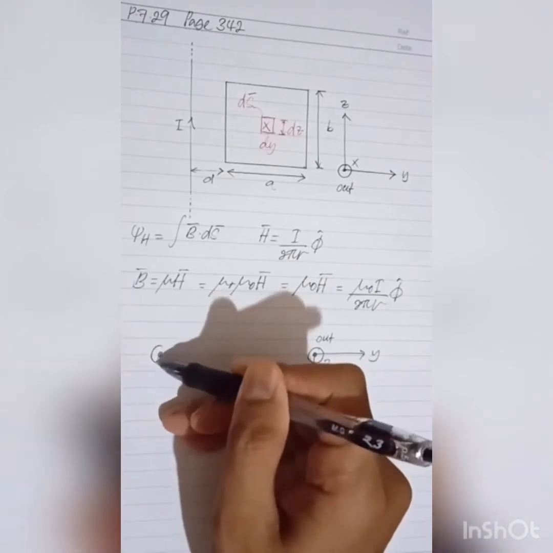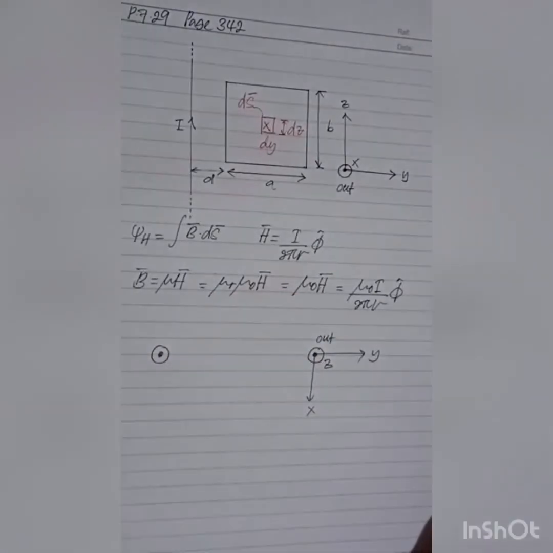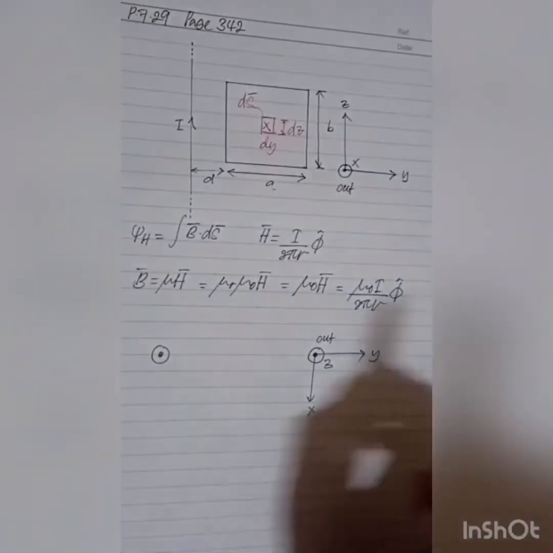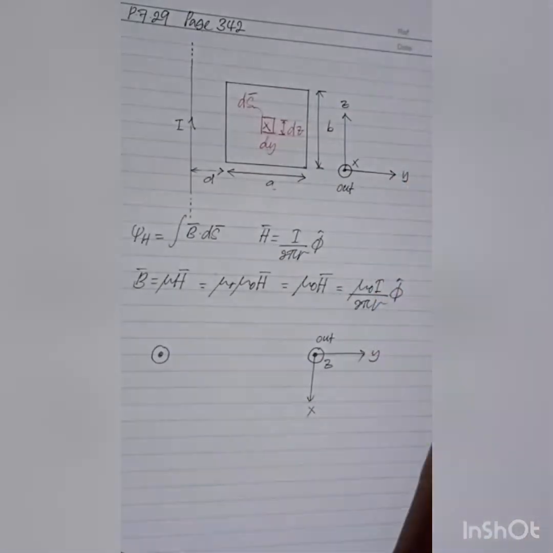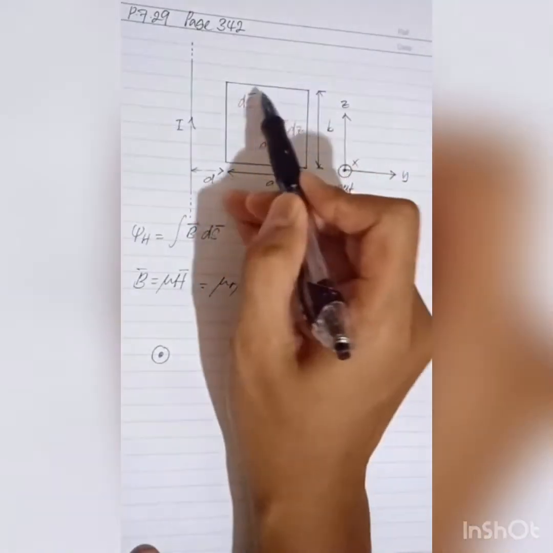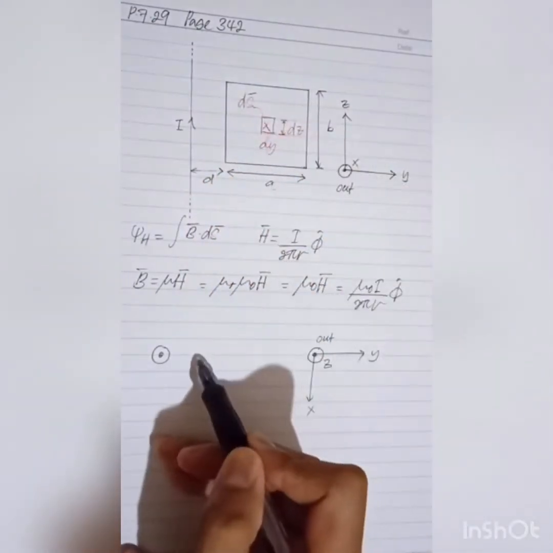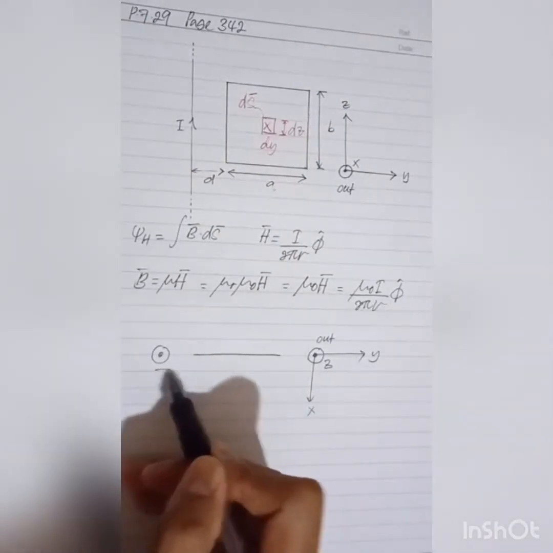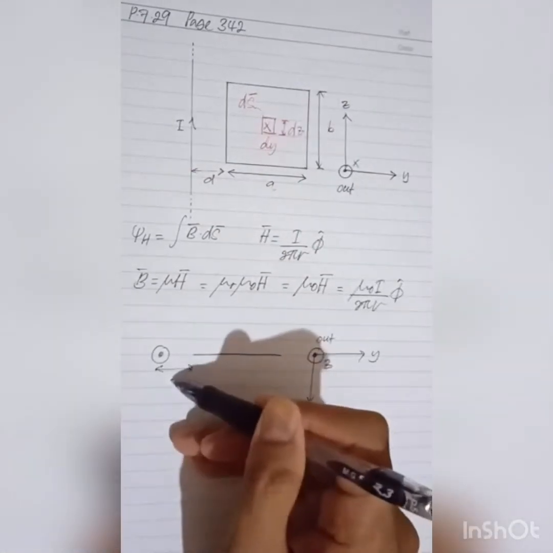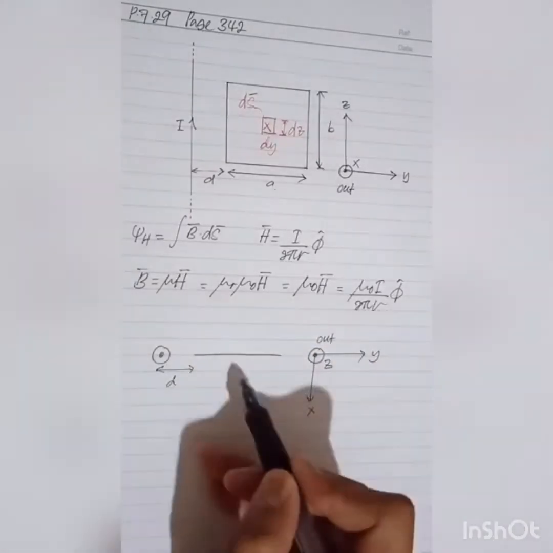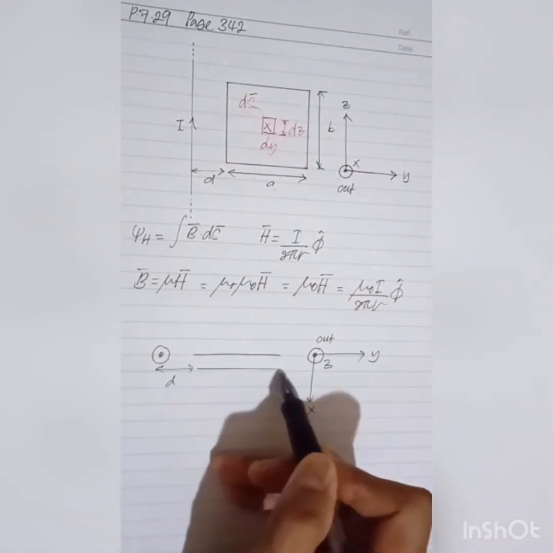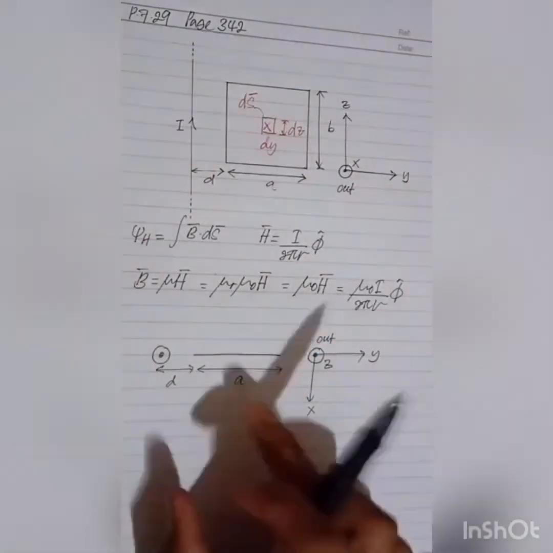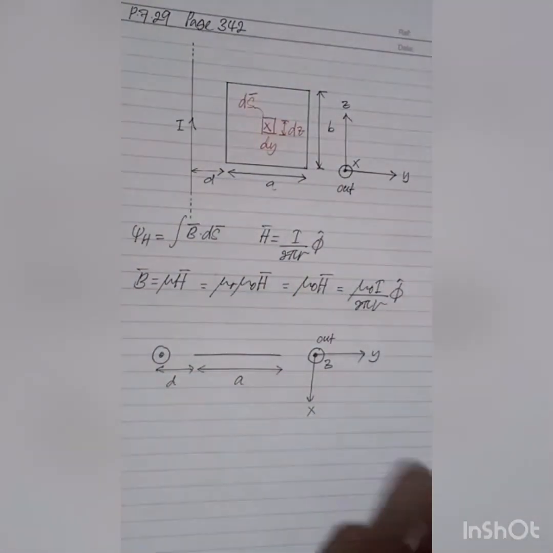Because the current is flowing in positive Z, we draw it as a dot. If it were pointing in negative Z, you would have to draw a cross. Now, looking from the top view, you can already see the loop appear from here to here. This is the distance D of separation between the current and the loop side, and this is the length of the loop, which is A. That's our top view on the XY plane.